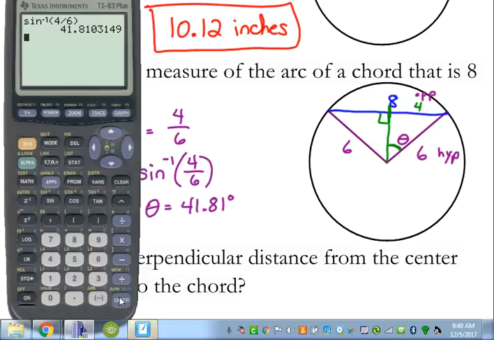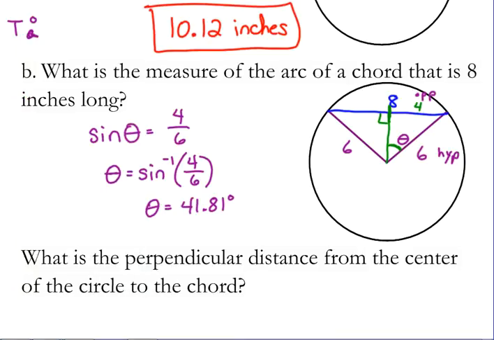But that's just the angle in the triangle. We need the whole central angle. Well, we learned in the last example that that central angle is also cut in half. So we multiply it by 2 to get 83.62. Did I do that correctly? Degrees for that central angle. And the central angle has the same measure as the arc. Okay, so that is the answer, 83.62 degrees.